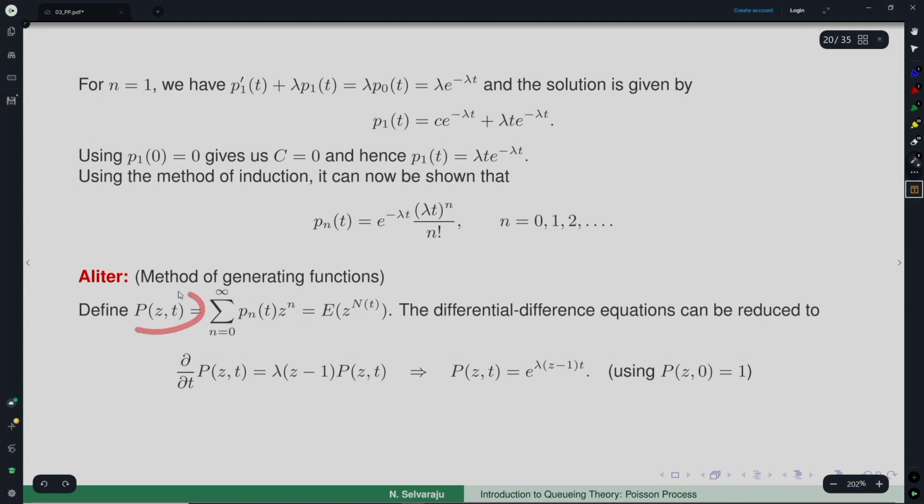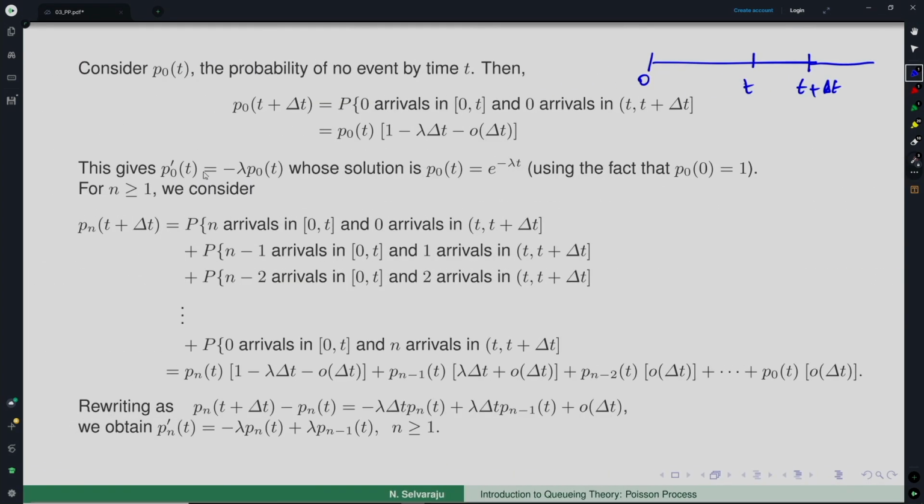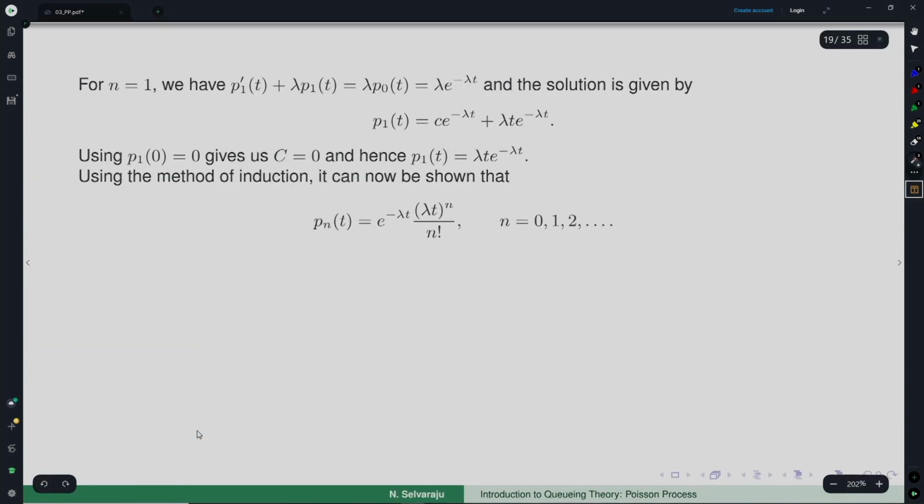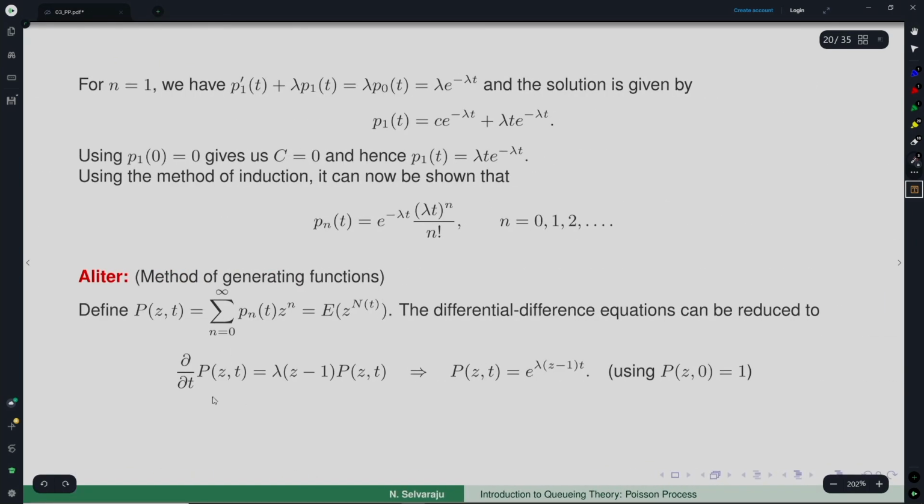You define the probability generating function of these state probabilities at time t, which is basically the expectation of z to the power N(t). Now, you have these differential difference equations that we have seen here, basically this one and this one. You multiply this by z to the power 0 and this by z to the power n, and sum and take derivatives, and if you look at it, you will arrive at this PDE.